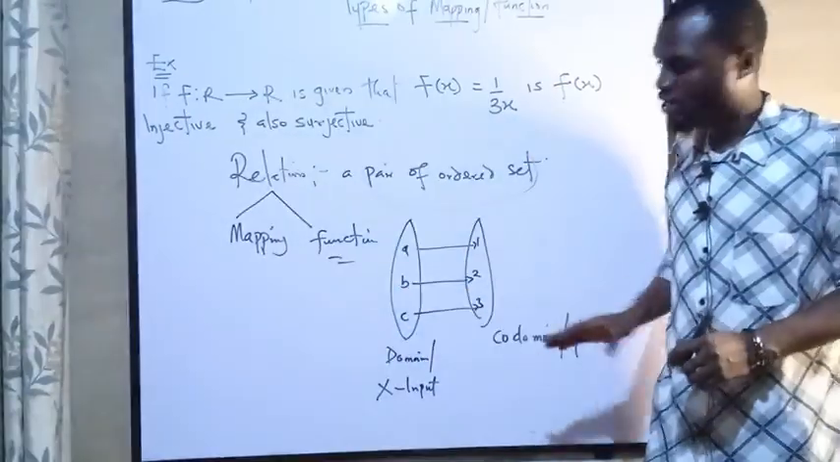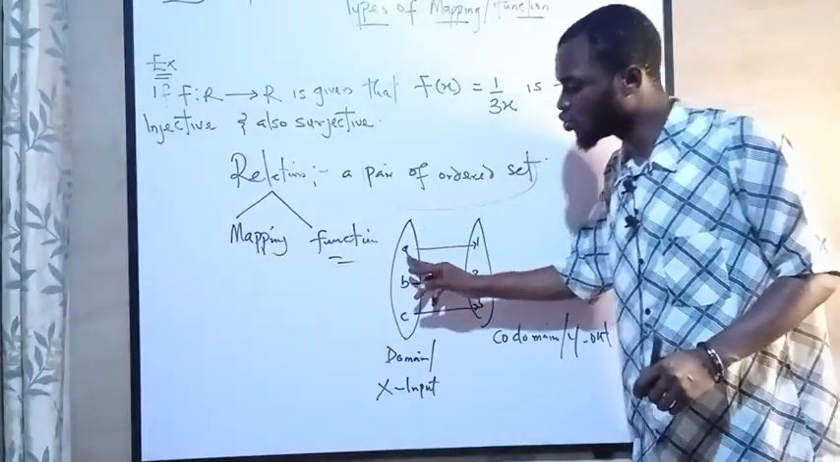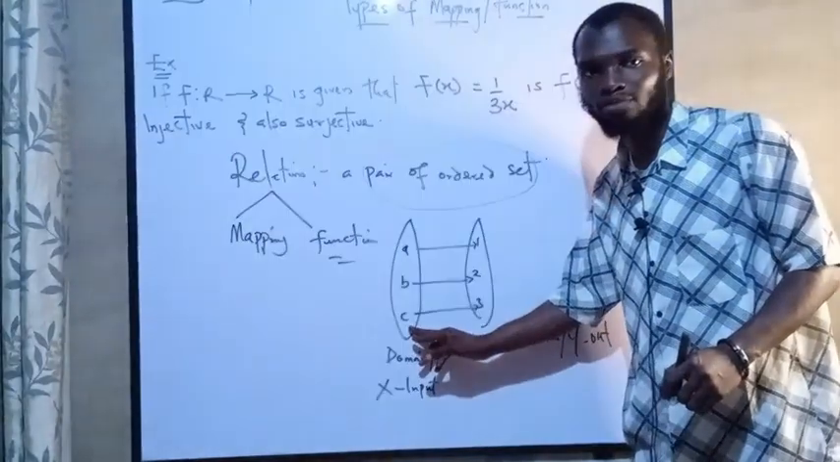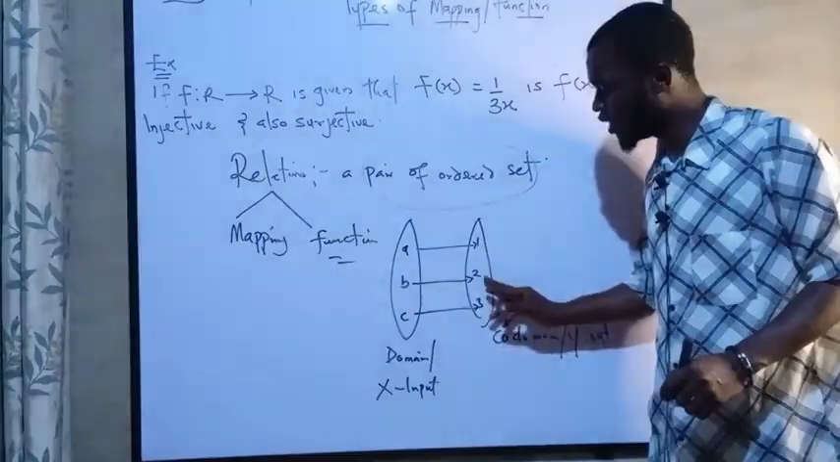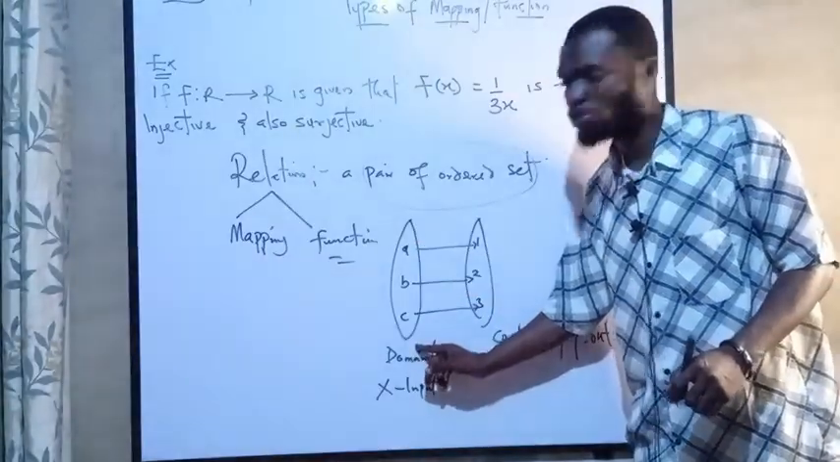This is a diagram. We are matching the domain with the codomain. This is one element, this is another element, and this is another element. This is an element of the codomain, and this is an element of the domain. Are we together?